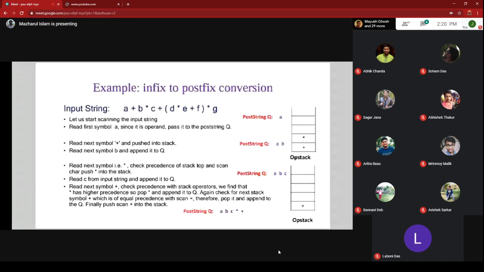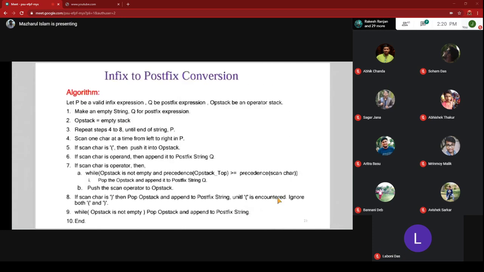Now plus is an operator, the scan operator, and what is at the top of the stack? Multiplication is at the top of the stack, and the scan character is plus. So see step 7A: while the op stack is not empty, the precedence of the top of the stack, multiplication, is always greater than or equal to the precedence of the scan character, plus. So this condition is satisfied.